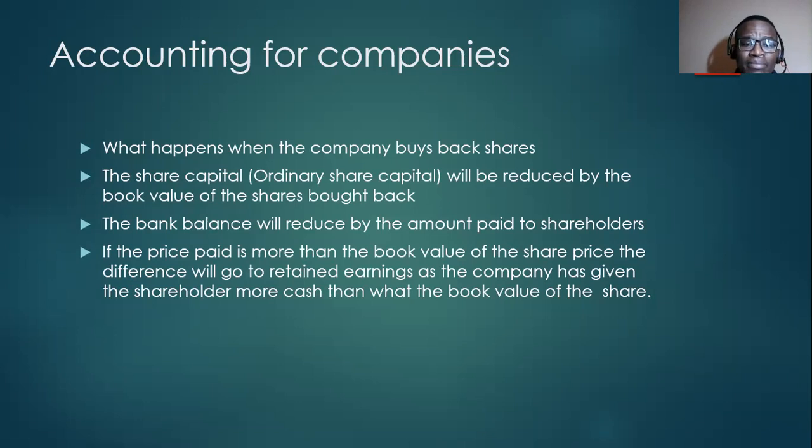Then it happens, most of the time, that the price that is paid is more than the book value of the share. That difference between the price paid for the share buyback and the book value of the share is going to go to retained earnings. Why? Because the company has given more cash compared to the book value of the share, meaning it is returning some of its value to the shareholders. And as we see, any transaction that relates to shareholders goes through retained earnings, like your dividends, etc. But we'll see more when we do the example next.